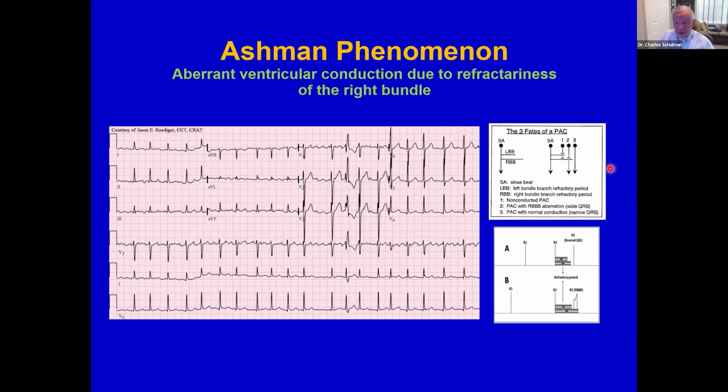So if you think about it, there are 3 fates of a PAC. Consider this is the QRS, this is the QT interval or the recovery period, and the recovery period of the right bundle is longer than the left bundle, so a beat that lands here at number 1 isn't conducted at all. One that lands at number 3 is conducted normally, and one that lands at 2 is conducted with a right bundle branch block configuration, and that depends on rate. The QT interval and the recovery period depend on rate. So at a faster rate, the recovery period is shorter. At a slower rate, the recovery period is longer. So after a long-short is when you get this aberration. So this is true aberration.